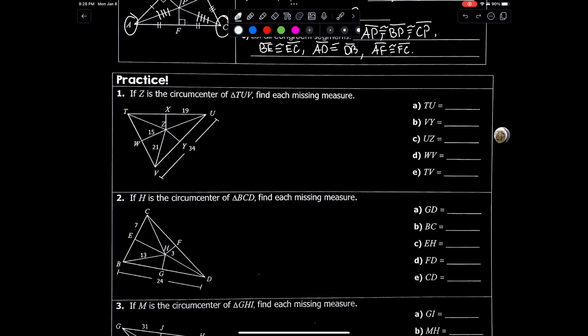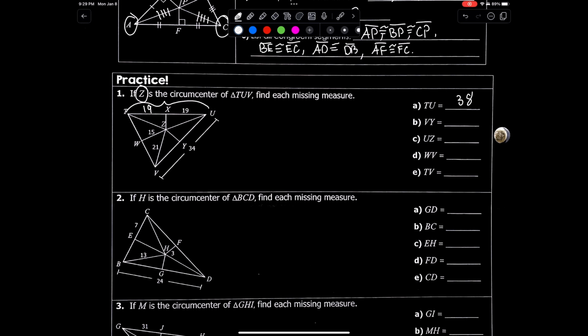TU, well, that's this whole length right here. Well, I know that half of it is 19. And why do I know it's a half? Well, Z is the circumcenter, which means this thing coming out of the circumcenter into the side of the triangle is a perpendicular bisector. That means it's cutting that side in half, which means this guy is also 19. And we have 38 then. I definitely didn't do that on a calculator.